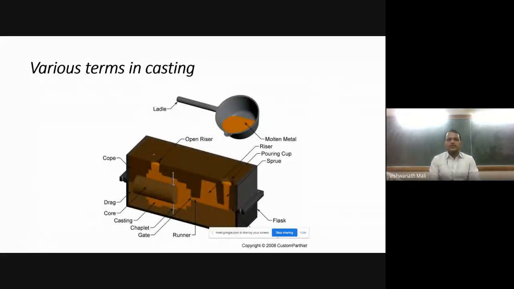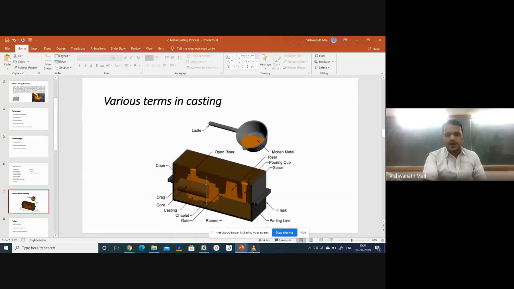Now we will study the basic terms, the various parts which are used in casting. First of all, we will take an overview of these casting parts or terms which we use in the casting process, and then we will study them one by one. Before studying this, I will play a video in which you can see the various parts.